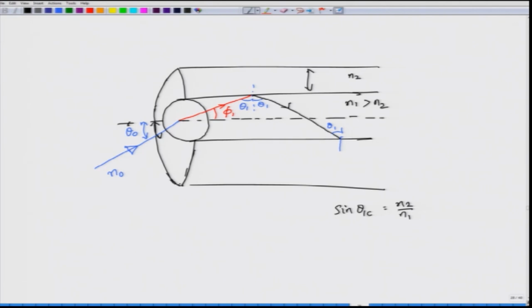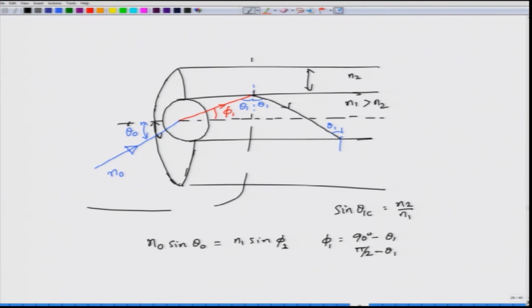So, you have sin theta 1 c equals N2 by N1, but if I go back to this part of the figure and apply Snell's law at the end face of the fiber, I will have N0 sin theta 0 equal to N1 sin phi 1. But from this geometry, from the red line, the blue line and this black line, that simple triangle that you have, we can see that phi 1 is basically 90 degrees minus theta 1, or pi by 2 minus theta 1 in case you are expressing them in radians.